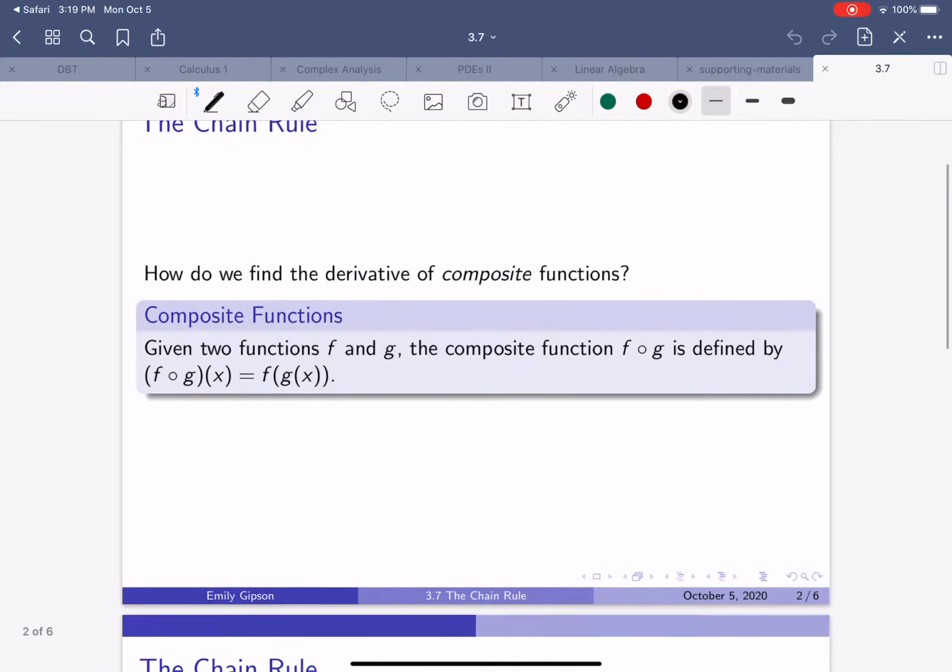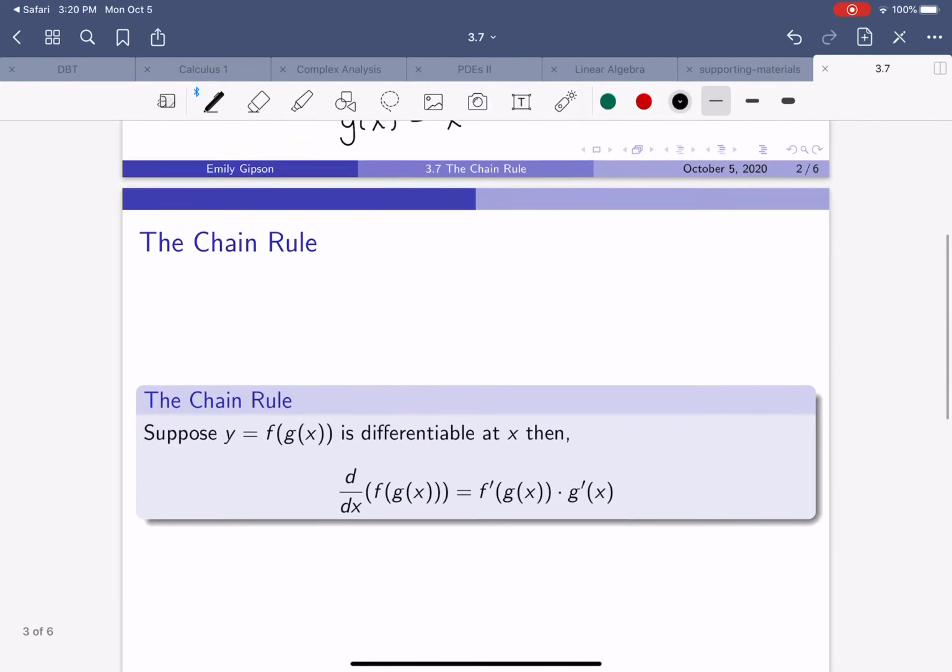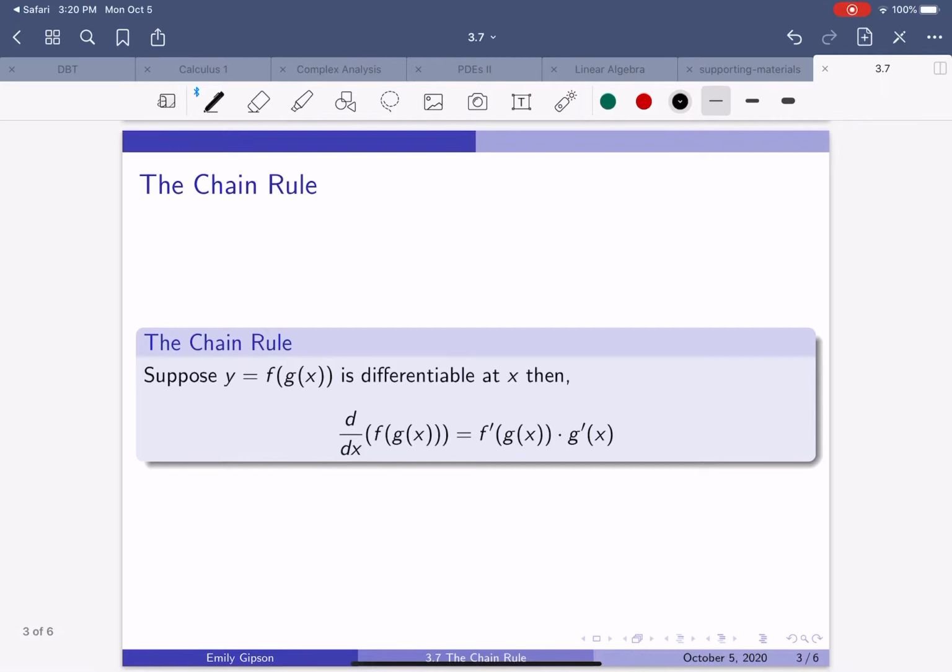So what does this look like? This looks like something like sine of x squared, where f of x equals sine and g of x equals x squared. So that's kind of what that looks like. So how do we differentiate the composition of two functions? And the answer is using the chain rule.